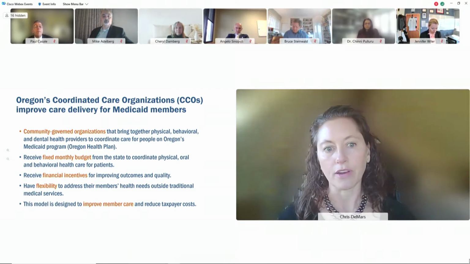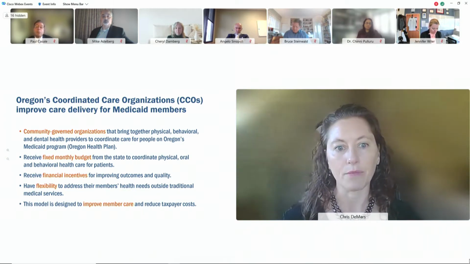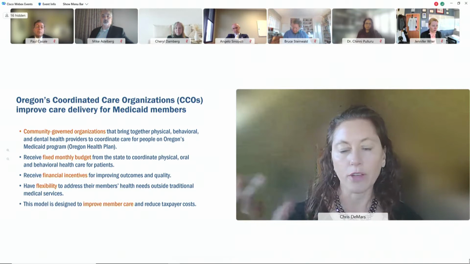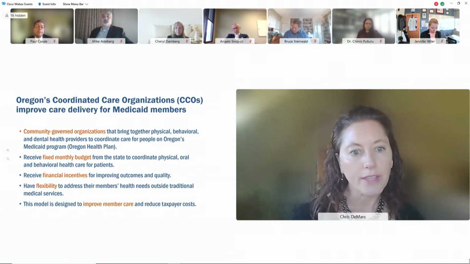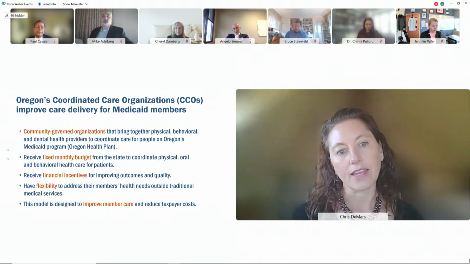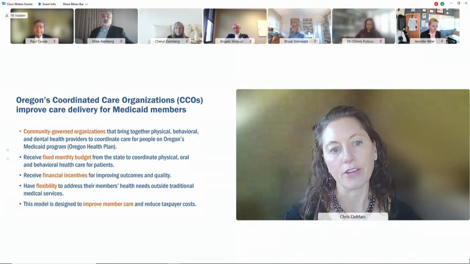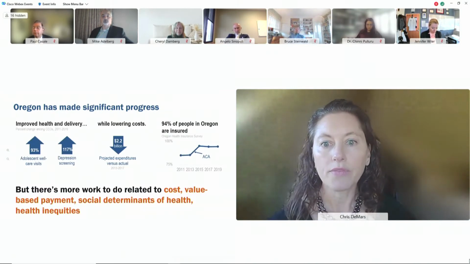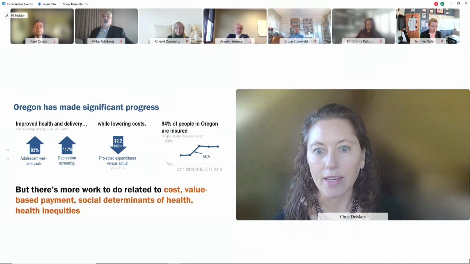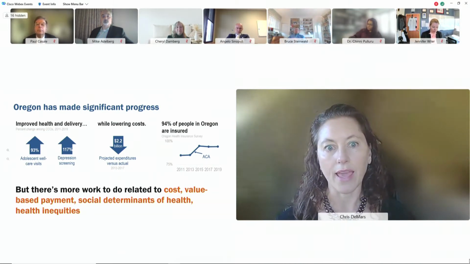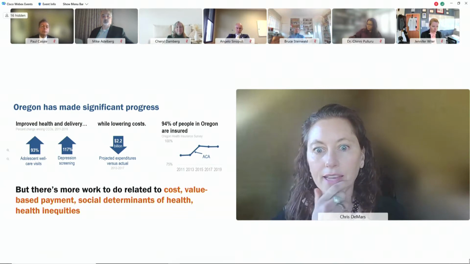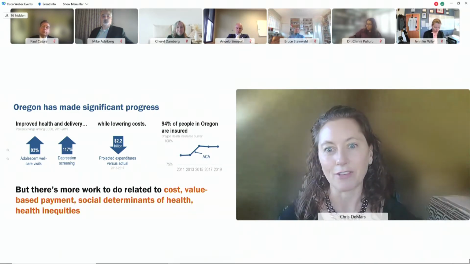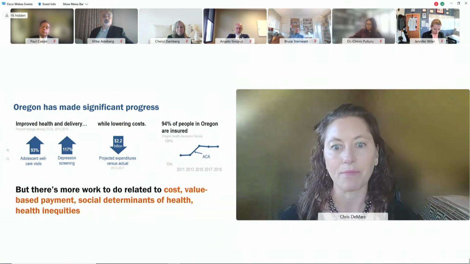And some examples are like short-term housing or cooking classes, etc., mental health programs within schools. And then the model's designed to improve member care and to reduce costs. So next slide. So we've seen significant progress in both quality and costs, and the data here is a little bit old, but generally we're still seeing these outcomes.